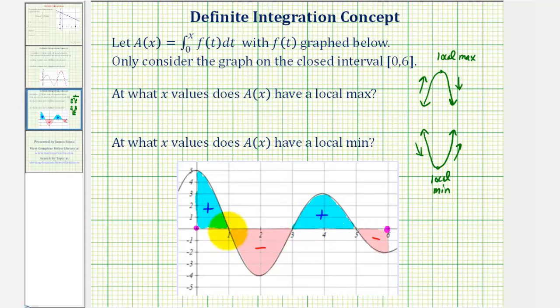So notice at x equals 1, A of x would change from increasing to decreasing, which means we have a local maximum at x equals 1. But then at x equals 3, A of x would change from decreasing to increasing, so we have a relative or local minimum at x equals 3. And then at x equals 5, again, A of x changes from increasing to decreasing, so we have another local maximum at x equals 5.